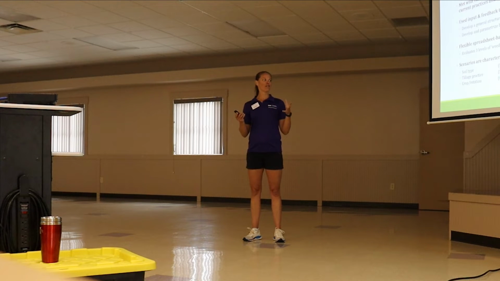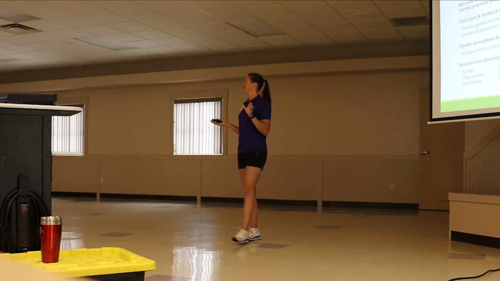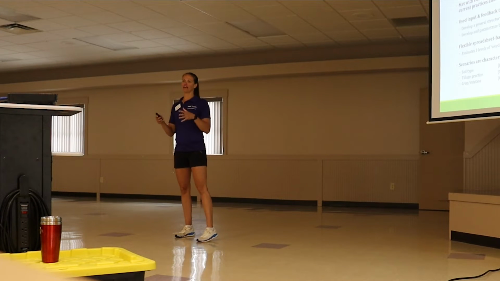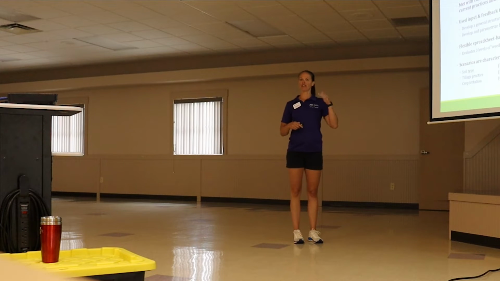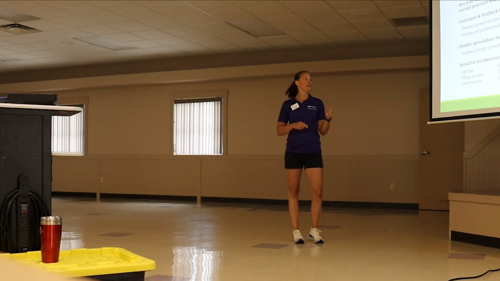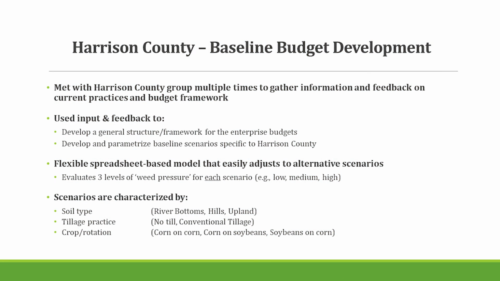So looking at it from a weed perspective, what are the 3 things, if you look at Harrison County, that could be separators based on the cost that you'll see and then the weed approaches that you would take. So we looked at soil type, and we were told there were 3 different types, and these are the names we bin them in: river bottoms, hills, and upland. So hopefully that makes sense to you guys in this room, and you would know which one you would bin yours in. Tillage practice, no-till, conventional tillage, and then crop rotation.